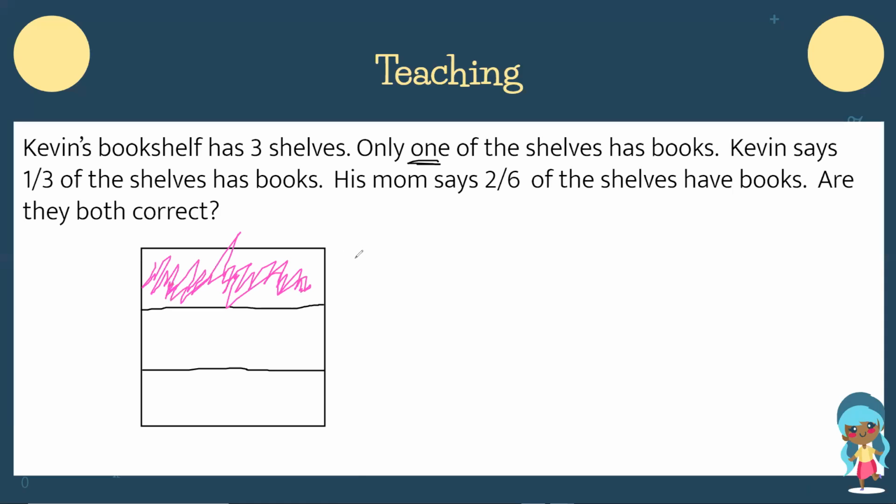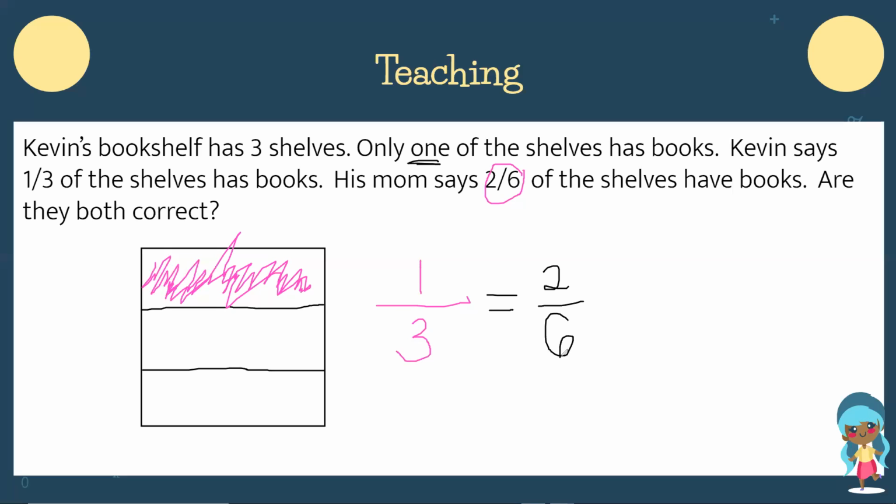Okay, so his mom says that 2/6 of the shelves have books. Are they both correct? So right now, what fraction am I seeing? I am seeing a fraction with a numerator of 1 because one part is shaded pink. And the denominator is going to be 3 because I know my whole has been partitioned into 3 equal pieces. Now, I'm going to take a look at the fraction that his mom talked about, 2/6, and I'm going to write that down. So we're trying to see if 1/3 is equivalent to 2/6.